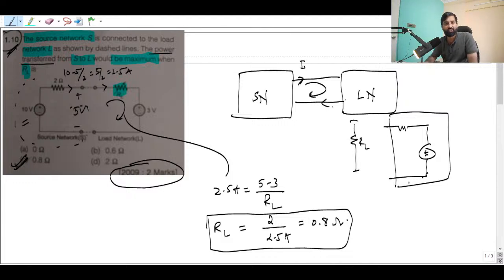I think this is clear, right? So you have to imagine that the resistance across this load network is going to be the same as the source resistance, or you can say RTH. Okay, so this question becomes very easy. So the answer will be 0.8. Let me go to the next question.